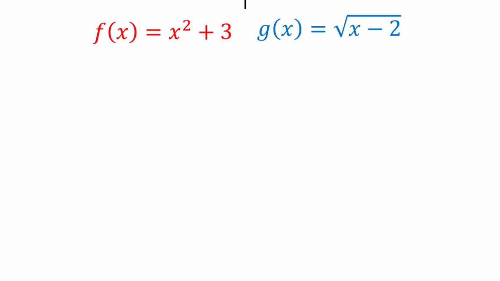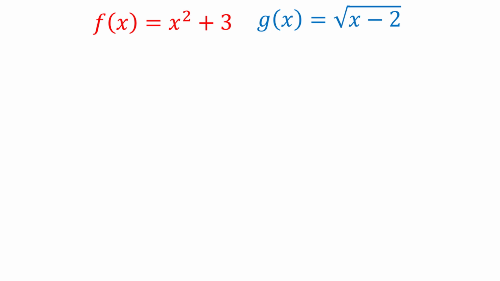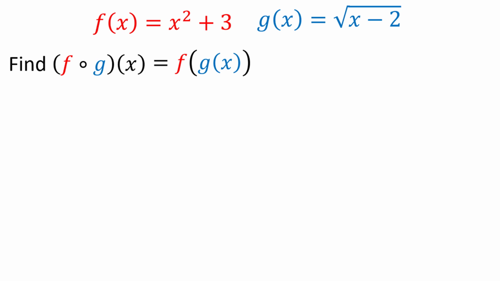Let's try another problem. Say we have f(x) = x² + 3, and g(x) = √(x − 2), and we would like to find f(g(x)). This means look at your f(x) function, and anywhere you see an x, replace it with g(x), which in this case is the square root of x − 2. So this could all be rewritten as f of the square root of x − 2.